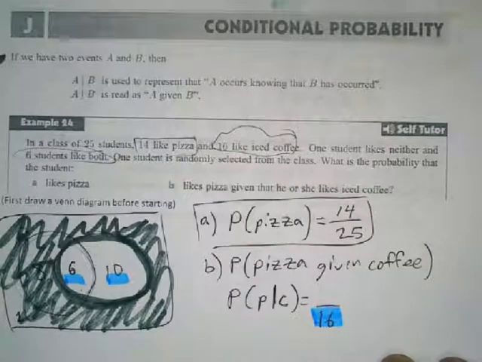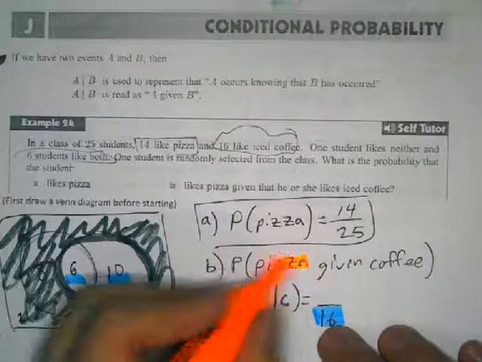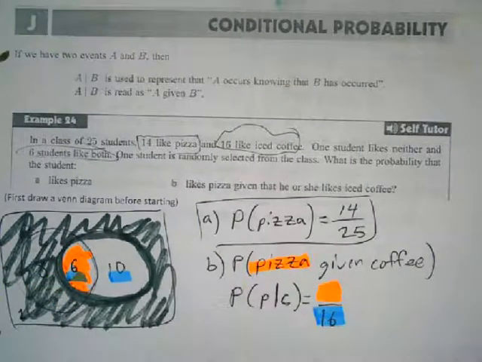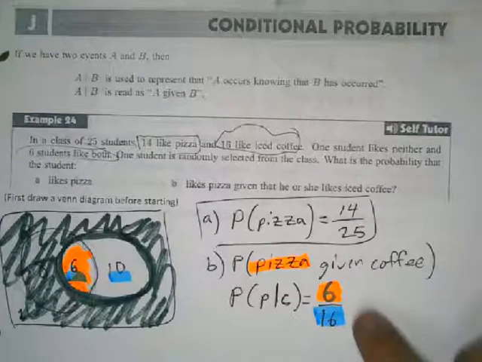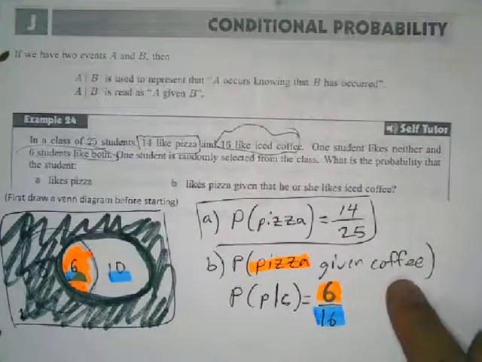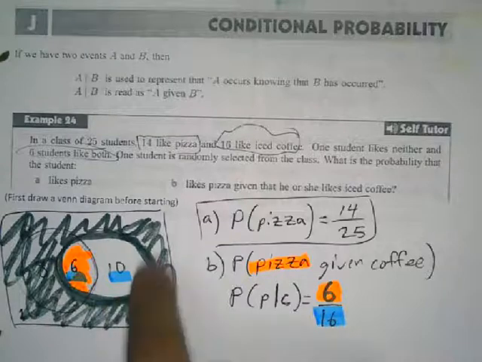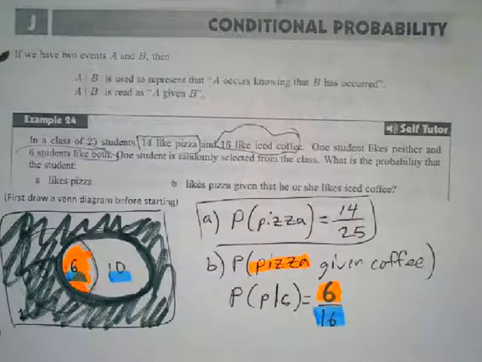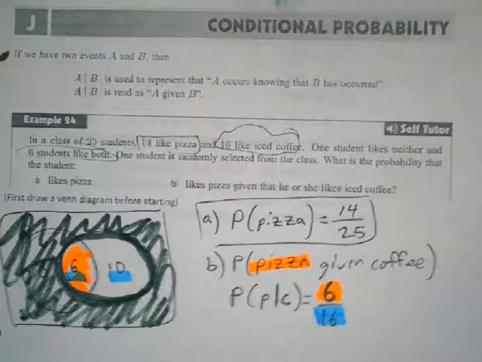Okay, and then how many of these 16 people like pizza? So there's 6 people that are pizza-loving coffee drinkers. Okay, so given that a person drinks coffee, that means our denominator is going to be 16 because we're only looking at a world of coffee-drinking people. Hit pause and re-listen to this if you need extra help on this.